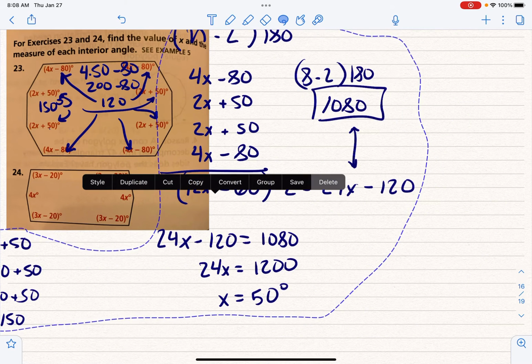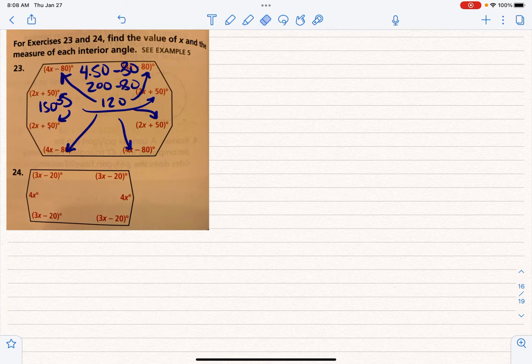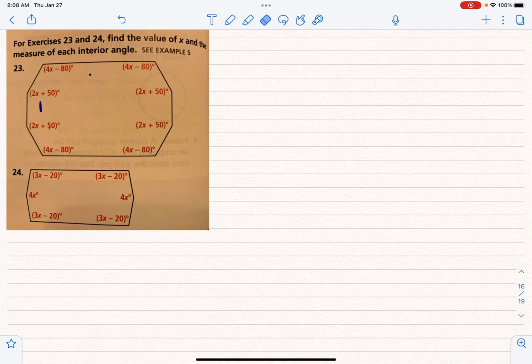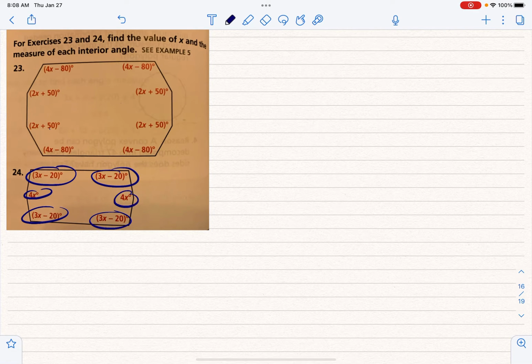Okay. All right. So let's look at 24. A little bit of different setup, but still the same. I'm not sure why they gave us these symmetrical angles and all that kind of stuff. This one, same thing. It's got the 3x minus 20 in 4 spots, and it's got the 4x in 2 spots. And so you can actually do that if that makes it easier for you.